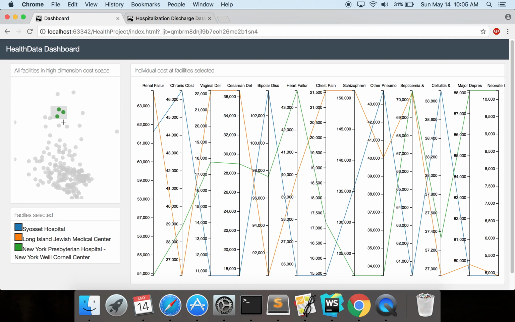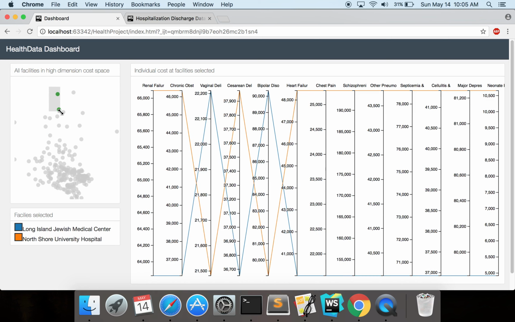So this is the brushing implemented between the MDS plot, which is the cost in the high dimensional space, and the parallel plot, which shows the values of each individual dimension. We can use this to compare outlier points and see. So you can see the outlier has much higher cost at all the points as compared to the other one. So this is how we can actually compare points.